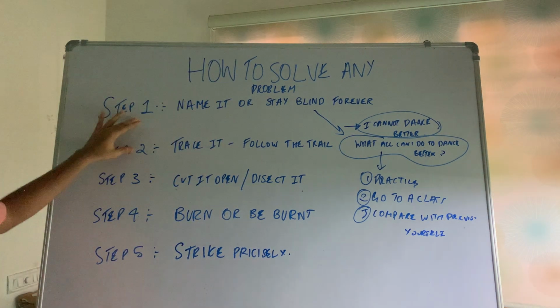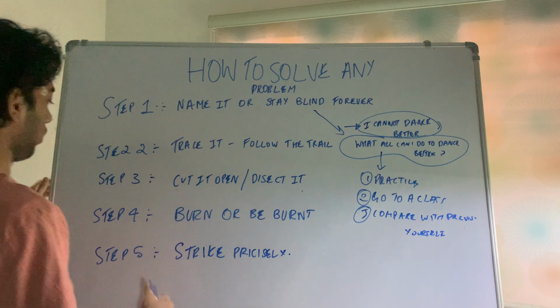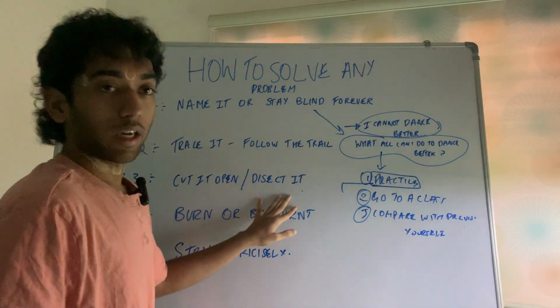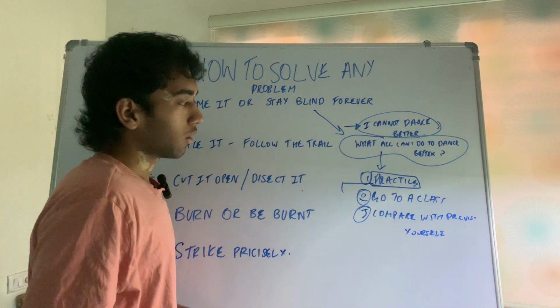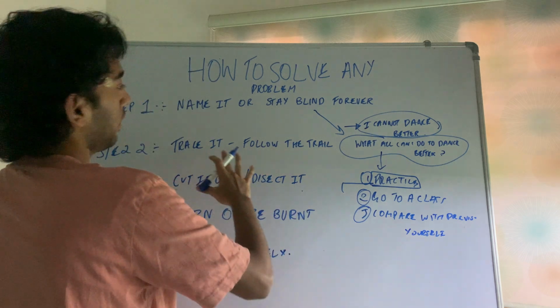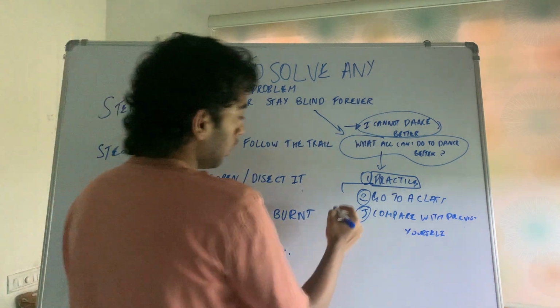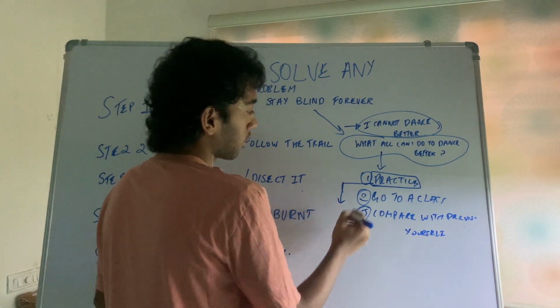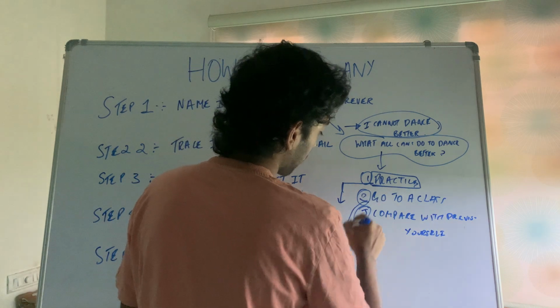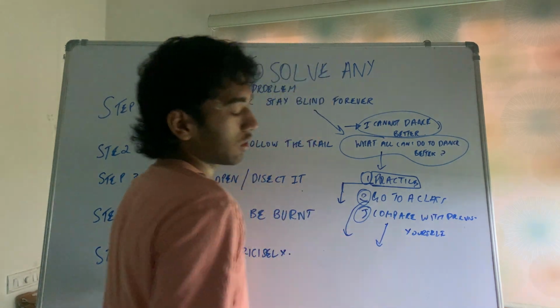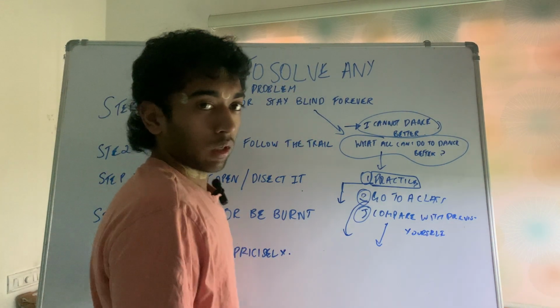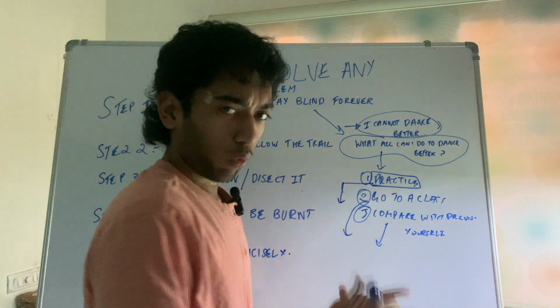Now once you finish step 1 and step 2, which is step 1 and this is step 2, step 3, cut it open or dissect it. Now what does this mean? Now once you've solidly written your step 1 and step 2, you need to make sure that even your practice, or your going to a class, or your comparing with previous versions, all of them are being fulfilled completely. Now what does that mean?